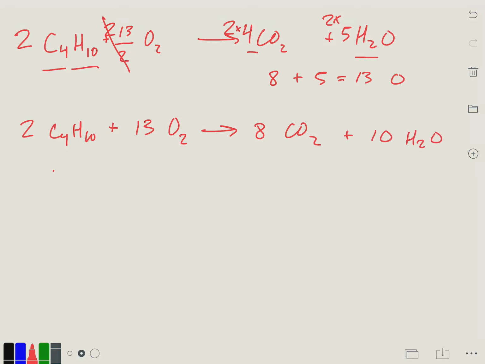Do a quick count. 2 times 4 is 8 carbons, 8 carbons. 2 times 10 is 20 hydrogens. 10 times 2 is 20. 13 times 2 is 26 oxygens. 8 times 2 is 16 oxygens, plus 10 more oxygens is 26 oxygens. So that is how you take care of those funny, difficult to balance equations. Did I get sidetracked? We did. O2, redox.